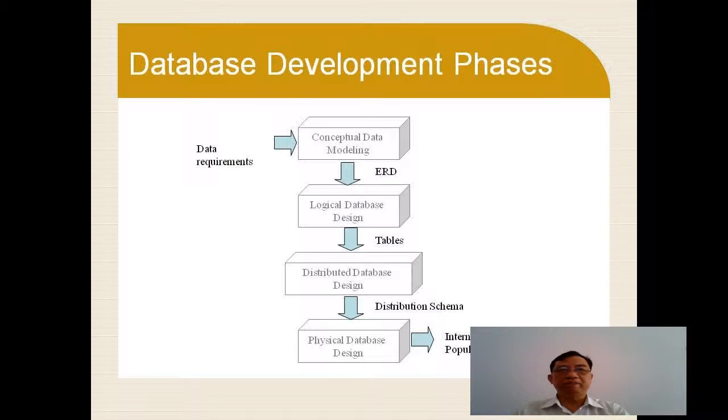Now let me go to database development phase. You see you have many phases. The first one is conceptual data modeling, then logical database design, then distributed database design, then physical database design. And the input for the first layer, the top, is the data requirement, and the output in the lowest layer is internal schema populated database.